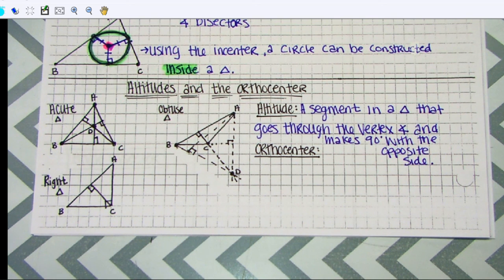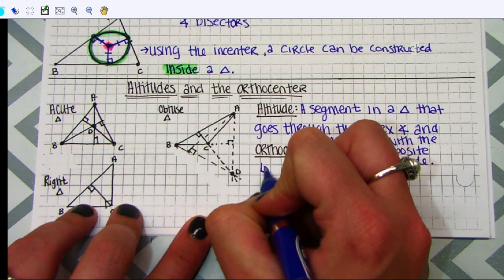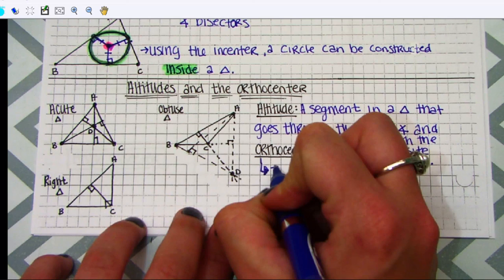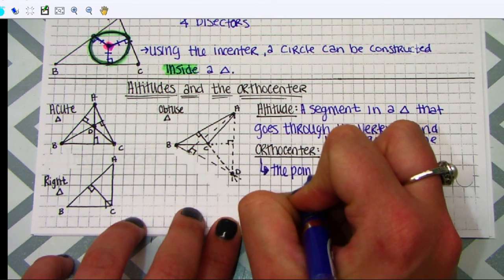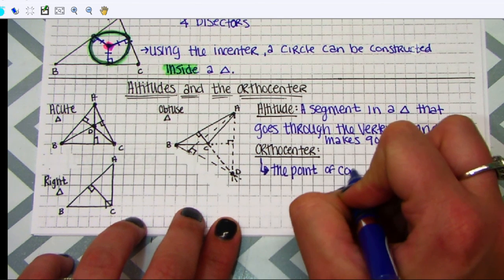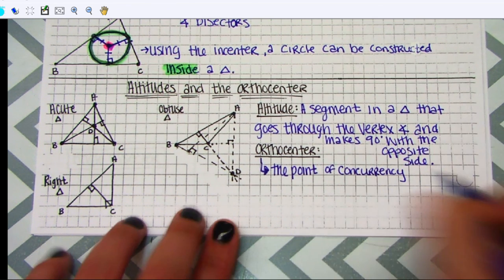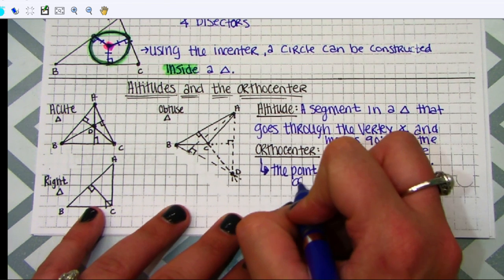Now, depending on what type of triangle it is, the orthocenter, which is the point of concurrency, moves around. So the orthocenter, I'll do that definition below it, to kind of point into its space. It is the point of concurrency of the altitudes.